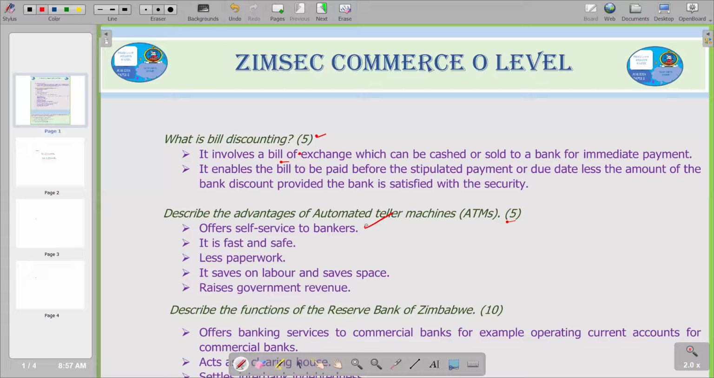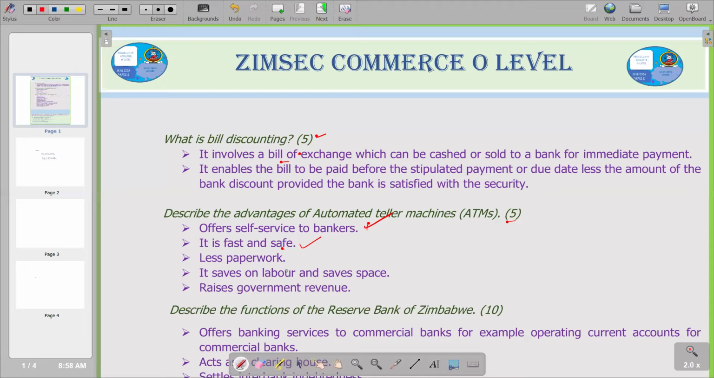It offers self-service to bankers. And then the second one, it is fast and safe, as we're trying to explain. It is safe because you don't need to enter the building so that you can collect the money. And we can also see on the third point that it says there's less paperwork involved.